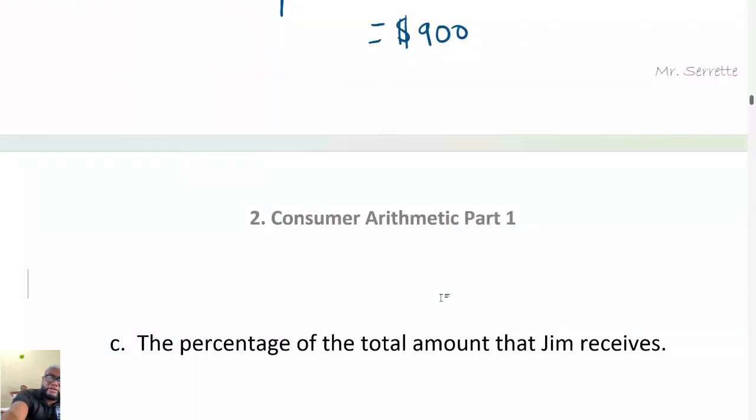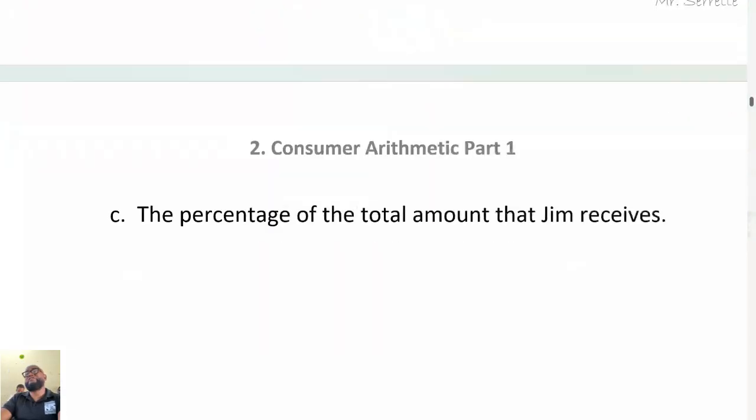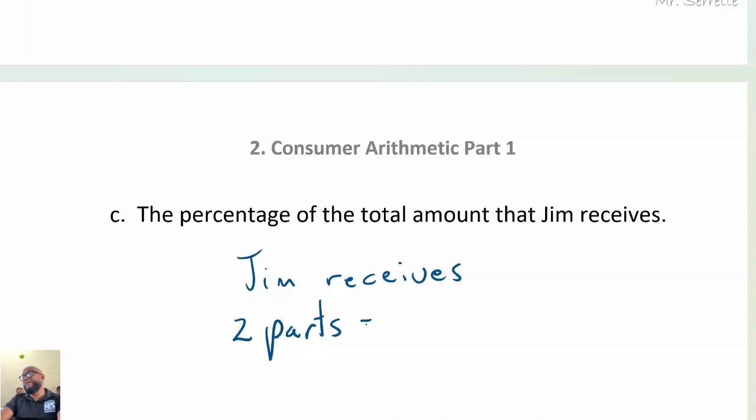Right. Now, the last part is they want us to calculate the percentage of the total amount that Jim receives. So we first need to find out the amount that Jim receives. Right? Who remembers how many parts Jim receives? 2. 2 parts would be equal to 2 multiplied by? So how much money did Jim get? Now they say what percent of the?